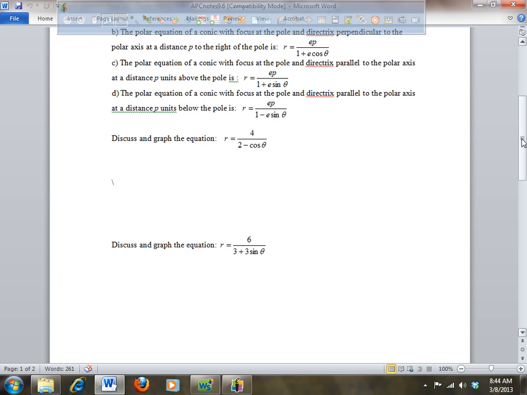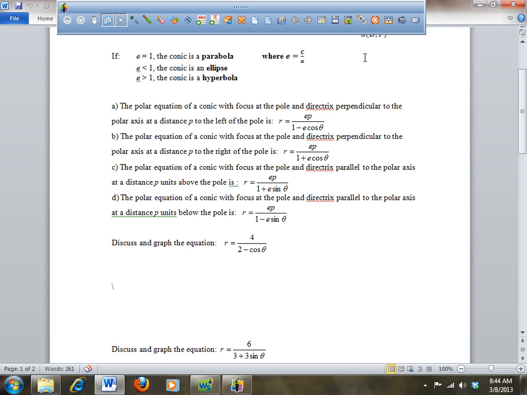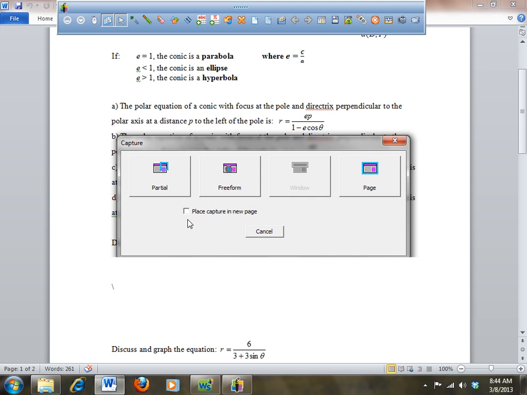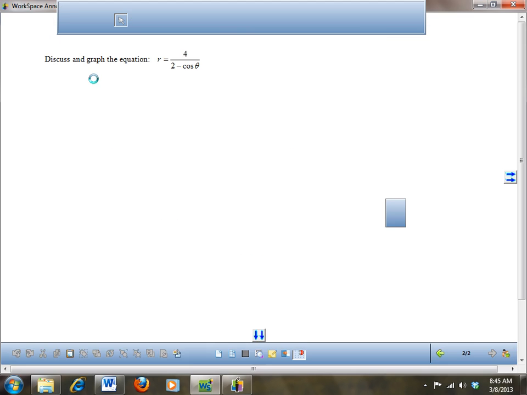So the first thing that you want to try to do is to get it into a form that looks like one of these 4 things. And on a test, I will give you these 4 things, okay? So you don't have to worry about memorizing them, but you kind of have to know what they mean. And it says discuss the graph. And discuss means graph it, find the foci, find the intercepts, and that's kind of what it means when it says discuss. It doesn't mean talk with your friends about it, even though that would be nice. So it means graph it? Yeah, it means graph it, but also find the specific points, like the foci and the vertices.